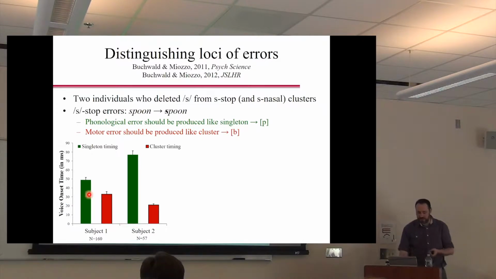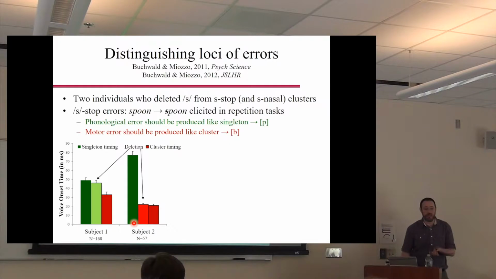And so for these individuals, the green bars here represent the timing of the singleton, so the aspirated stops, and the red bars represent the timing associated with the cluster, which is the unaspirated stops. So this is just their timing on their singletons, and this is the way that they produced their deletions. One individual produced deletions that, over all of the tokens, were not distinct from that of the singletons.